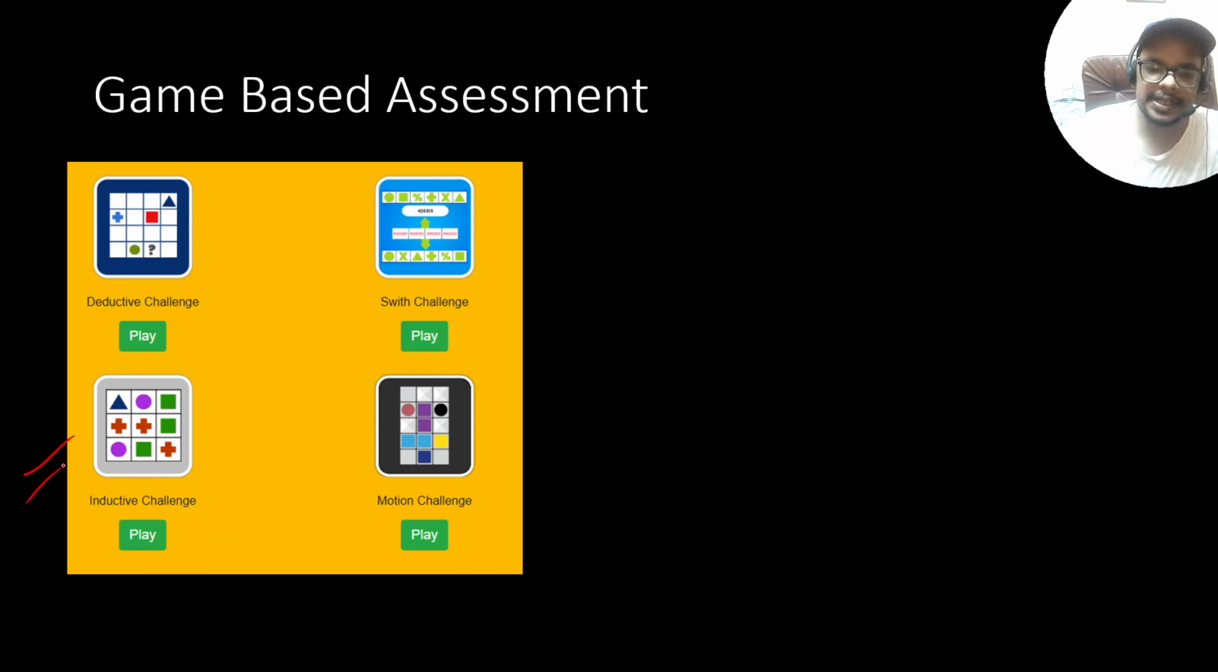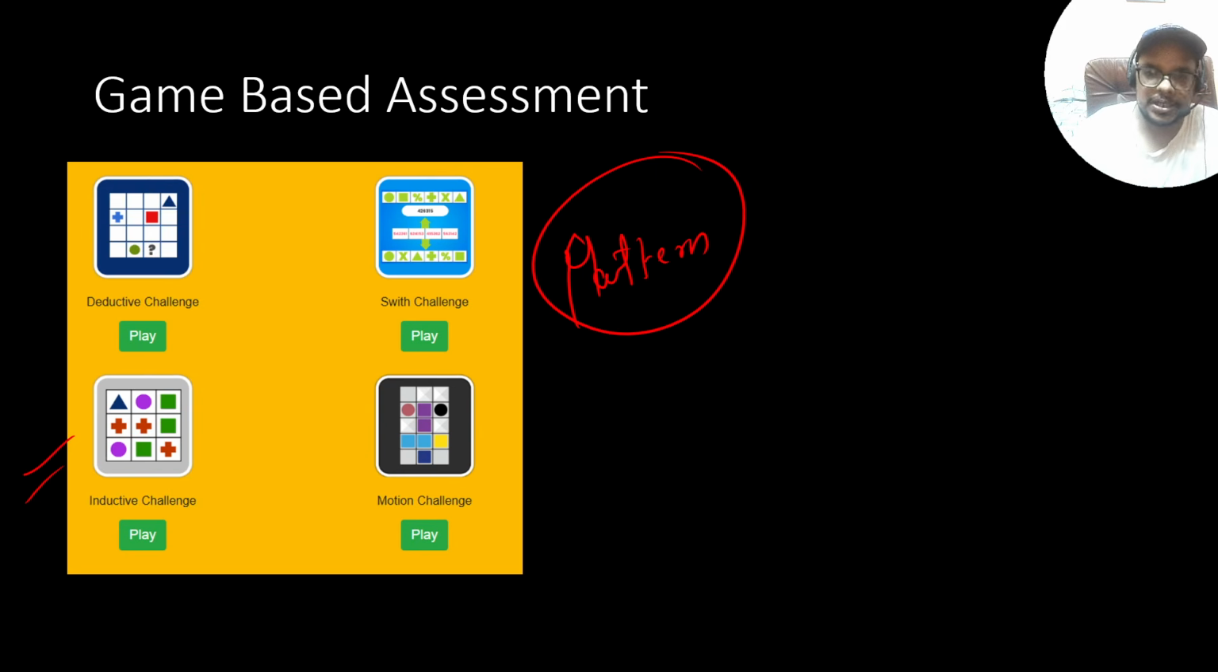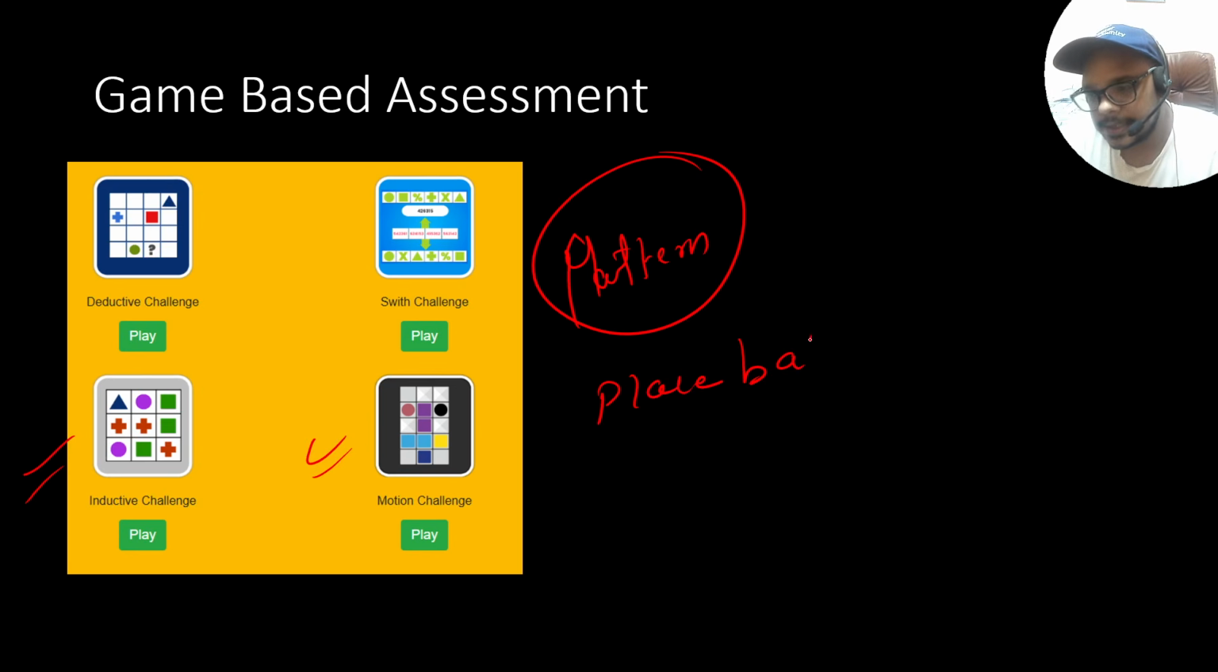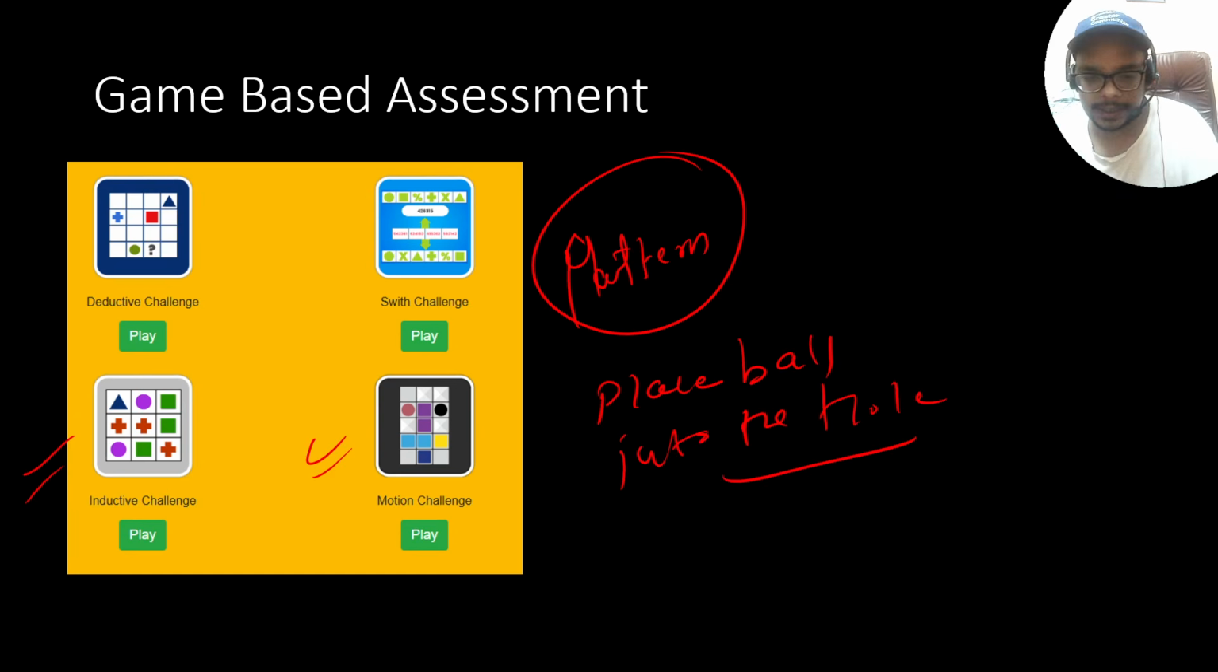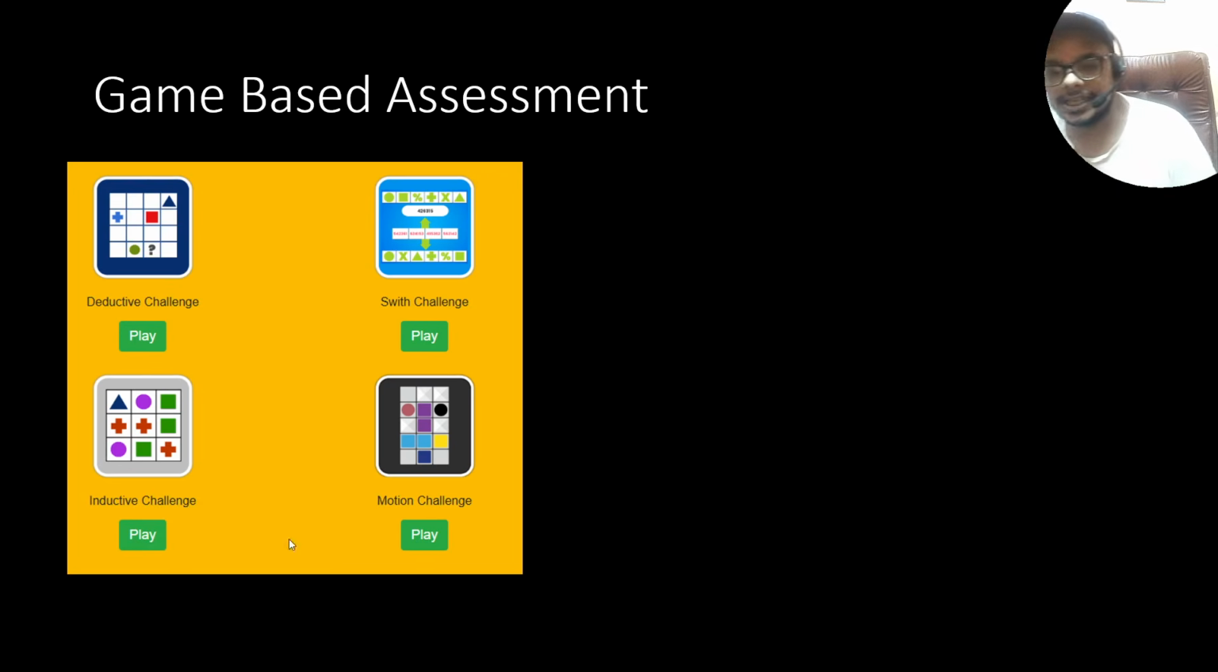Then there is the inductive challenge. Basically pattern based questions will be there, in which they will ask you which patterns are matching. Then there will be the motion challenge. In the motion challenge, you need to place the ball into the hole. This is the question which you need to do in the motion challenge. So these will be the games which you need to play, and this kind of challenge will be there.